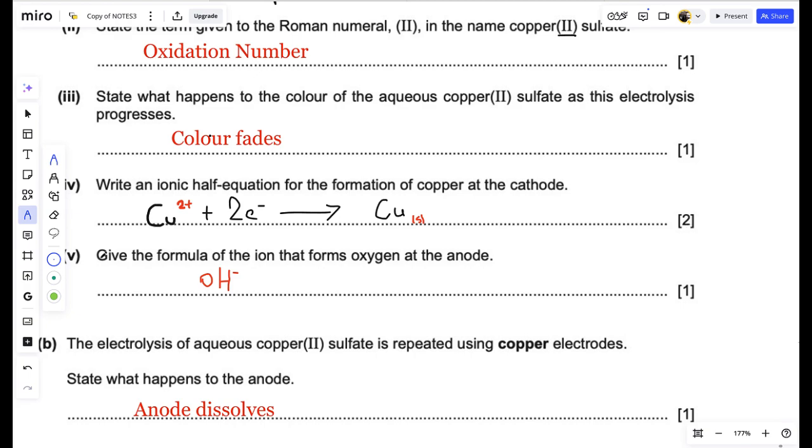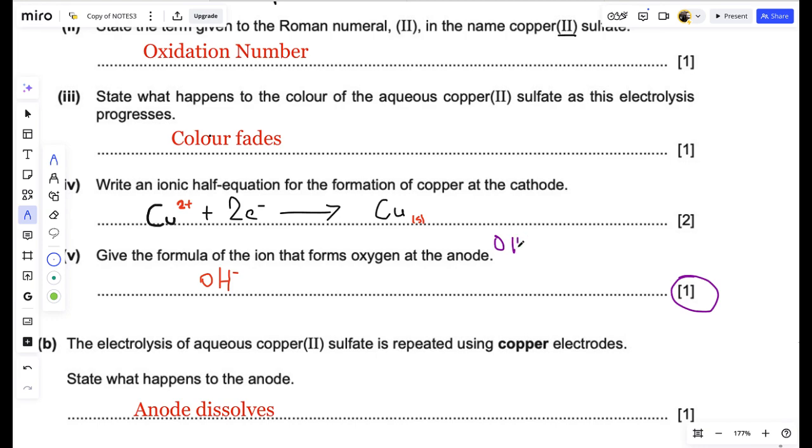Okay? Now it says give the formula of the ion that forms oxygen at the anode. The ion is OH minus. OH minus will migrate to the anode and will produce oxygen. Although the question didn't ask us to complete this equation, once you write OH minus, you get the mark.